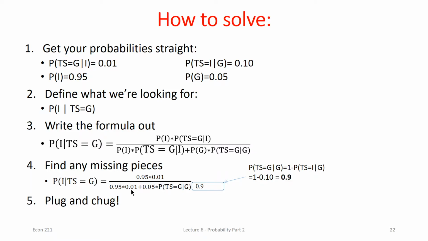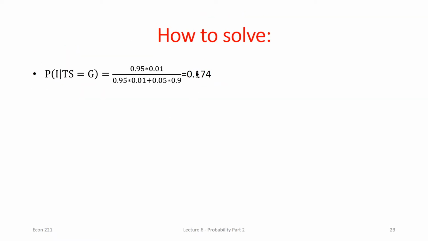So we can plug our numbers in. We get about 0.174. Okay. So given that the truth theorem makes them say they're guilty, the probability someone's actually innocent is about 0.174. All right.